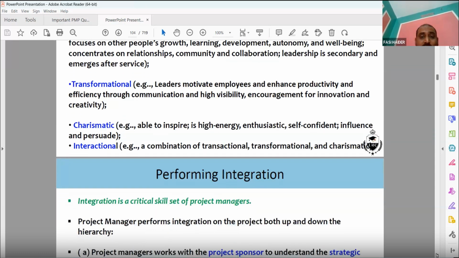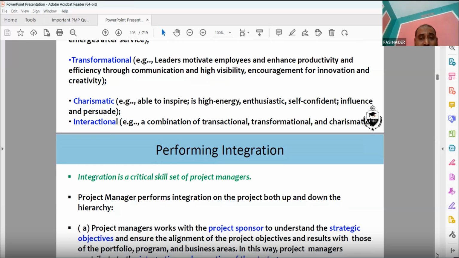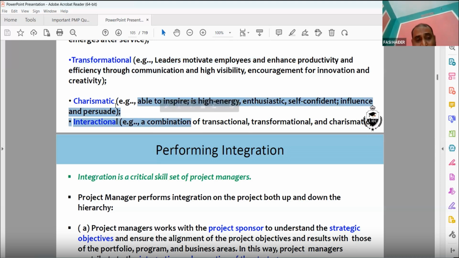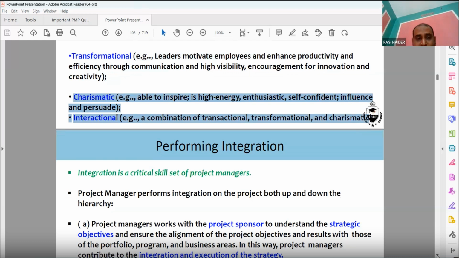Transformational: leaders motivate employees and enhance productivity and efficiency through communication, high visibility, and encouragement for innovation. If somebody asks what type of leader you are, I would say I am a transformational leader. I try to motivate the employees, even the people who are doing training, telling them this is your life, this is where you have to go, this is how you can do it. Charismatic: able to inspire, like Elon Musk or other big leaders in the world who are able to influence the masses. Interactional: a combination of transactional, transformational and charismatic.